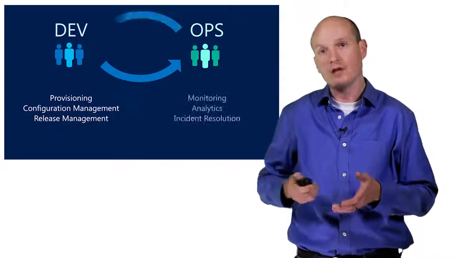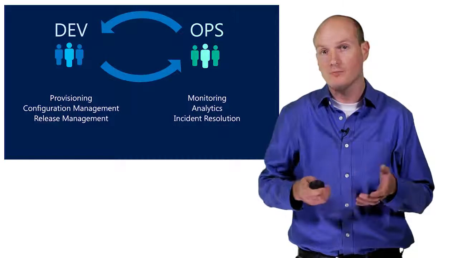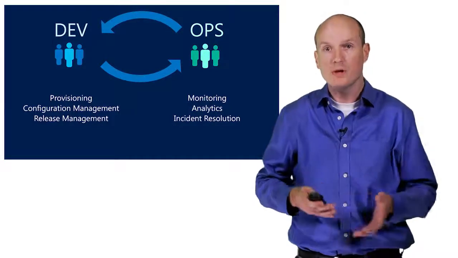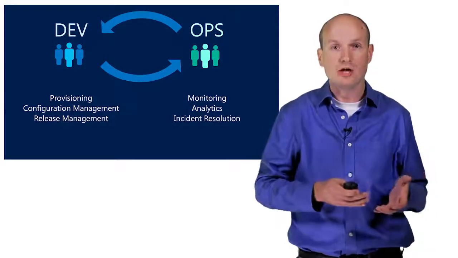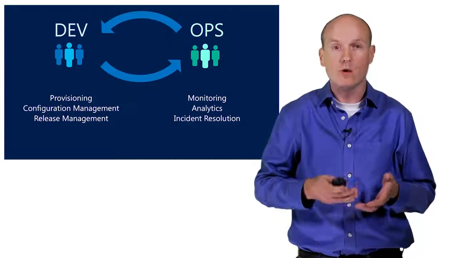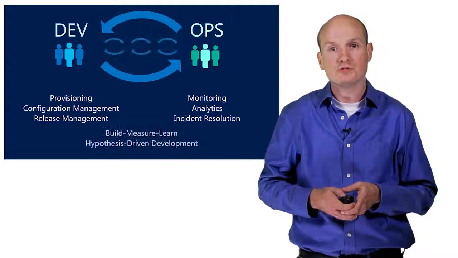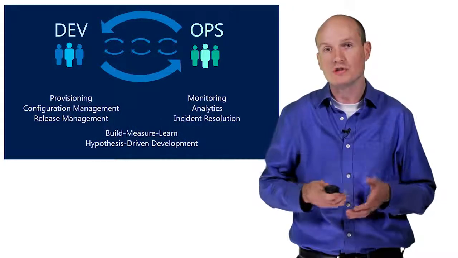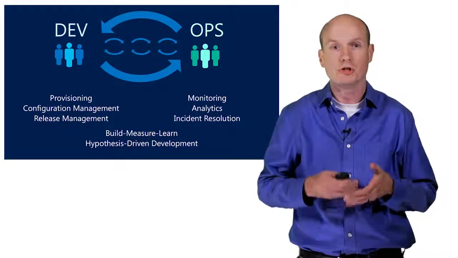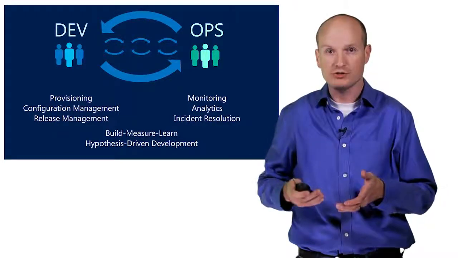Now, the second way of DevOps is really focused on getting smart information about your applications from those environments back into development so you can make smarter decisions about what to build next, what bugs to fix, that sort of thing. And once you've done this, you can really start to unlock some of the newer approaches like lean development, build, measure, learn, hypothesis-driven development, and so on.